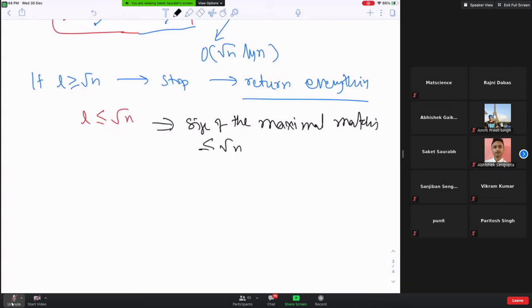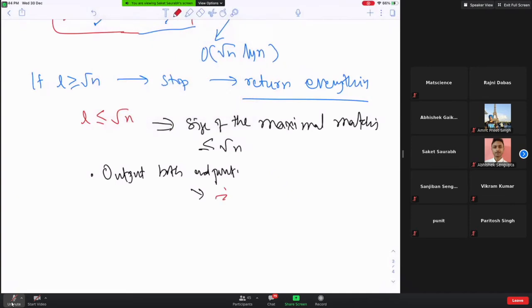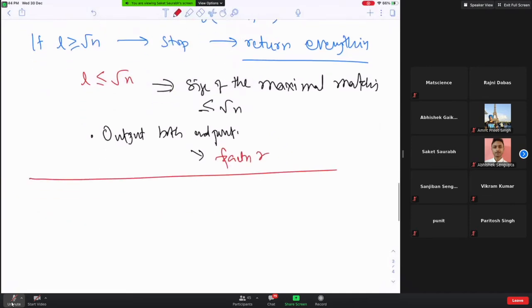Now what will I do? Output both endpoints. What is the approximation factor here? Guaranteed 2. So now we have come up with an algorithm which is a factor root n approximation in O tilde root n space.